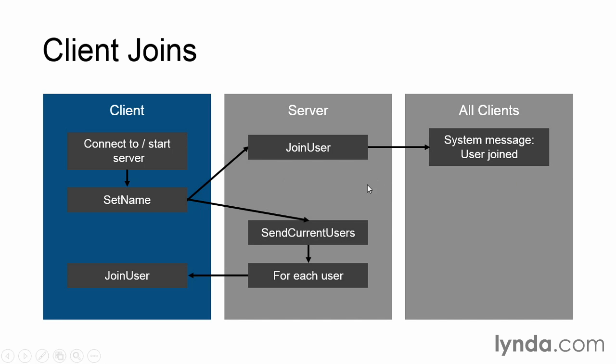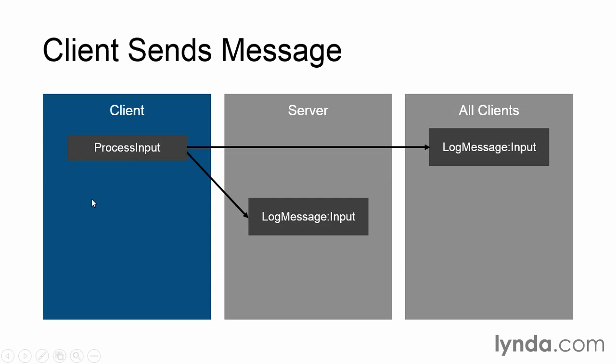After setting the name, it's going to send a send current users request to the server. This send current users request is going to iterate through all the users it has in its list and send a join user RPC call to the client that requested it. This will add all connected users to the local client's user list. When a client is sending a message, it simply sends a log message command to all connected users. This includes the server and all clients.